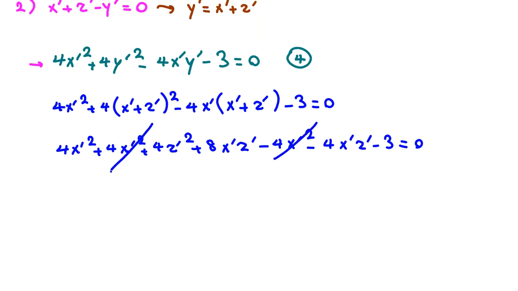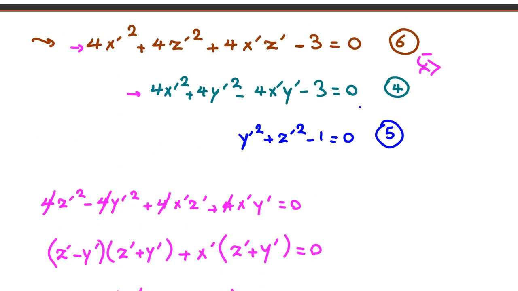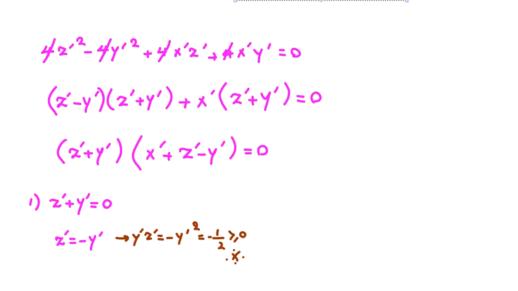4x prime squared will be cancelled. And here it will be 4x prime squared plus 4z prime squared. 8x prime z prime minus 4x prime z prime will be plus 4x prime z prime minus 3 equal to 0. Okay, we can call it the 4, 5, 6, 7 equation. We replaced in the fourth y prime equal to x prime plus z prime. Let's also replace in the fifth one.